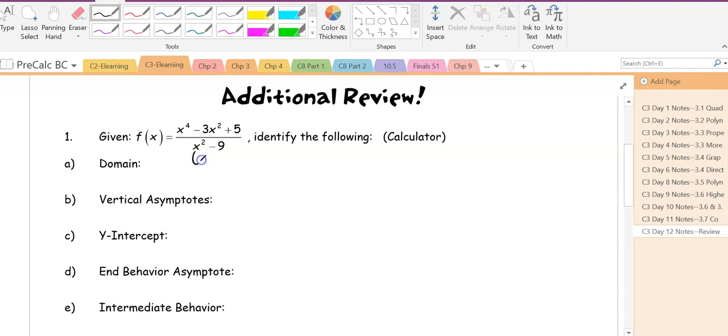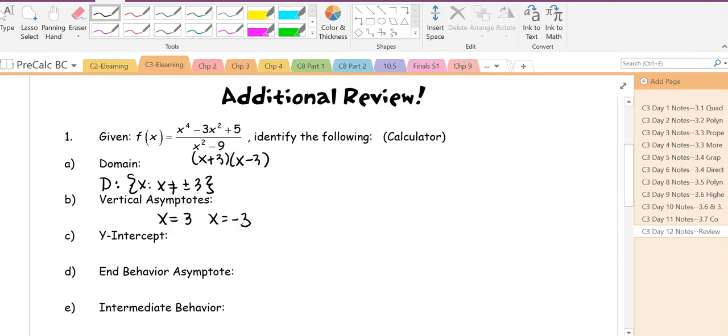And specifically, the bottom we know is x plus 3, x minus 3, which will help us determine our domain, x such that x is not equal to plus or minus 3. Now, this top part is not going to factor. We don't have anything that multiplies to 5 and adds to negative 3, so that tells us that both of these are going to be vertical asymptotes.